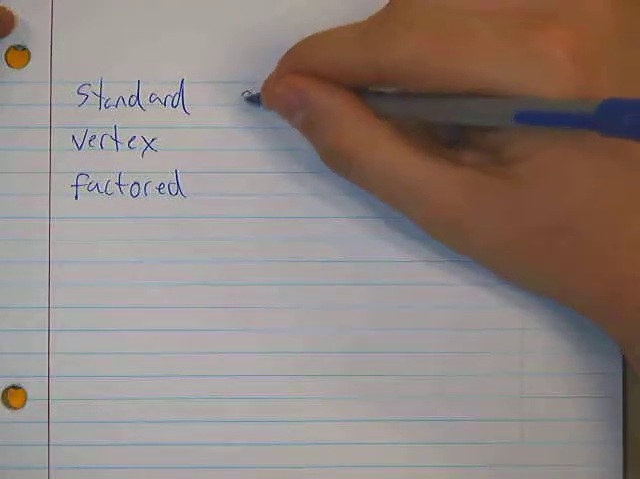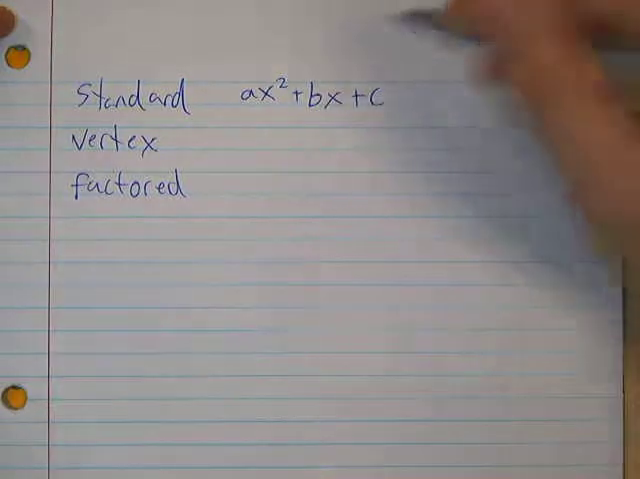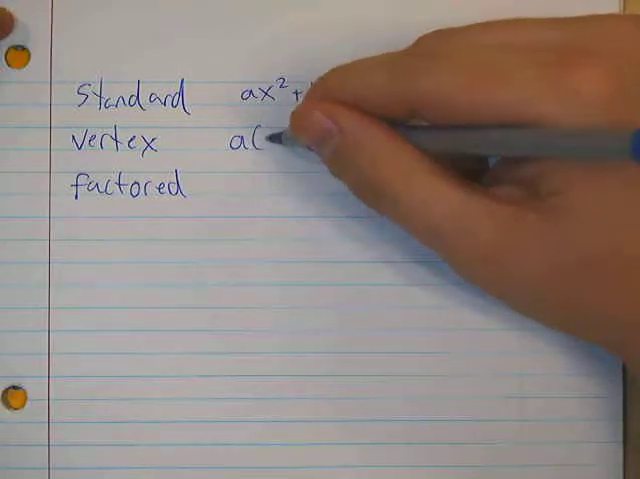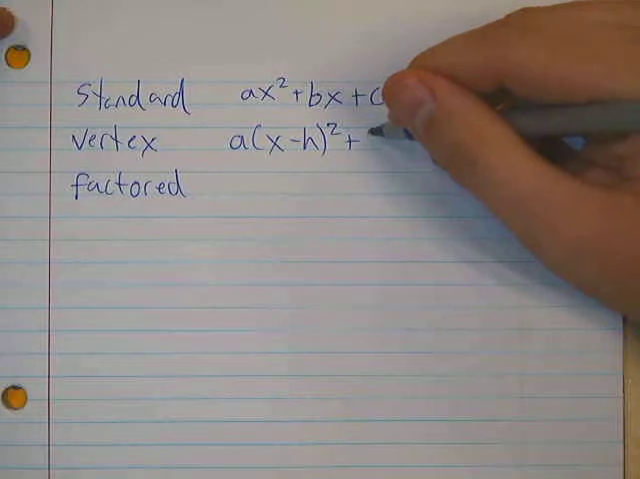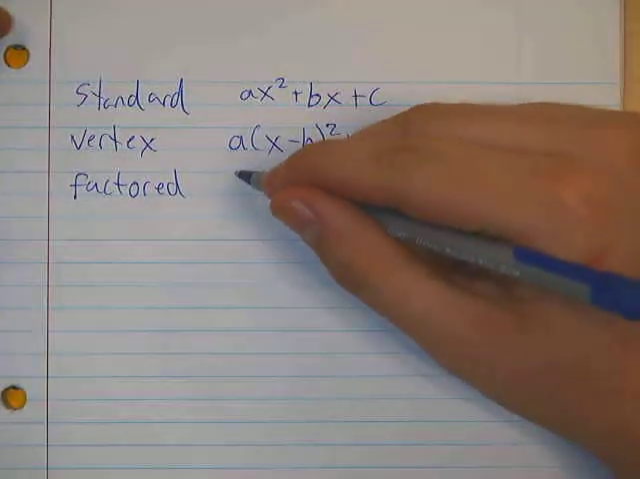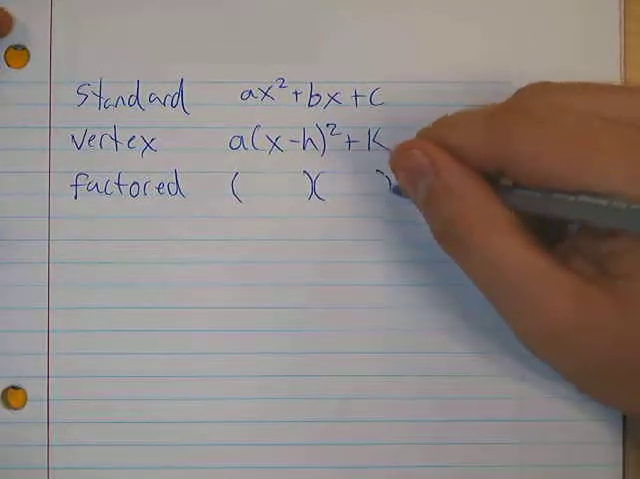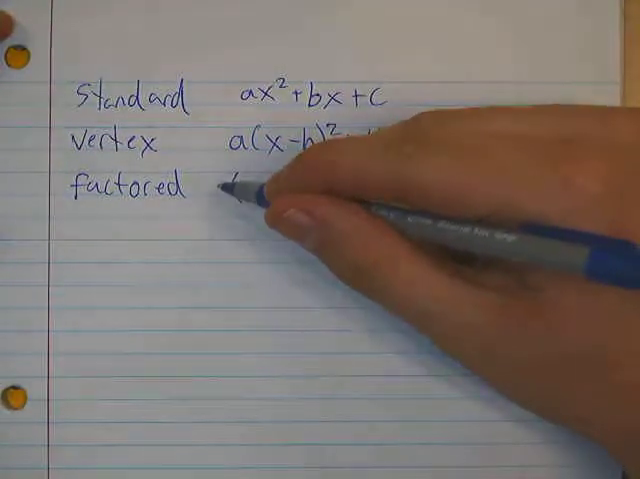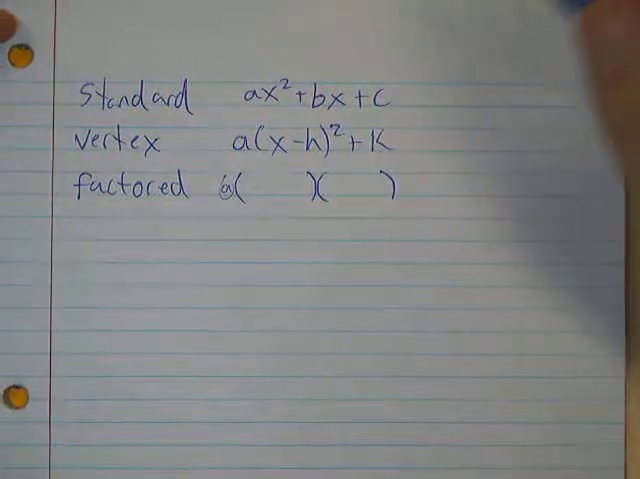Standard form is often written as ax squared plus bx plus c. Vertex form is often written as a times x minus h squared plus k. And factored form has many generalizations, but for now I'm just going to point out that factored form almost always ends up with two sets of parentheses multiplied together, and sometimes there's a number out in front here. Let's call it a for now.